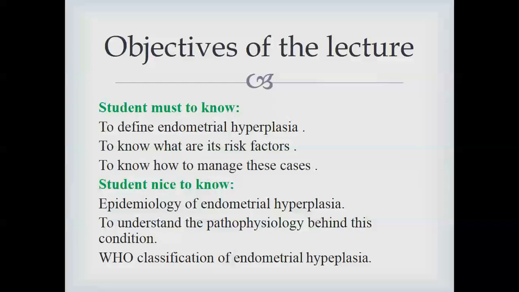Objective of the lecture: what a student must know, and what is nice to know but unimportant. Must know: to define endometrial hyperplasia, what the risk factors are, and how to manage these cases. Nice to know, but important things to know: the epidemiology of endometrial hyperplasia, how to understand the pathophysiology, and the WHO classification of endometrial hyperplasia.